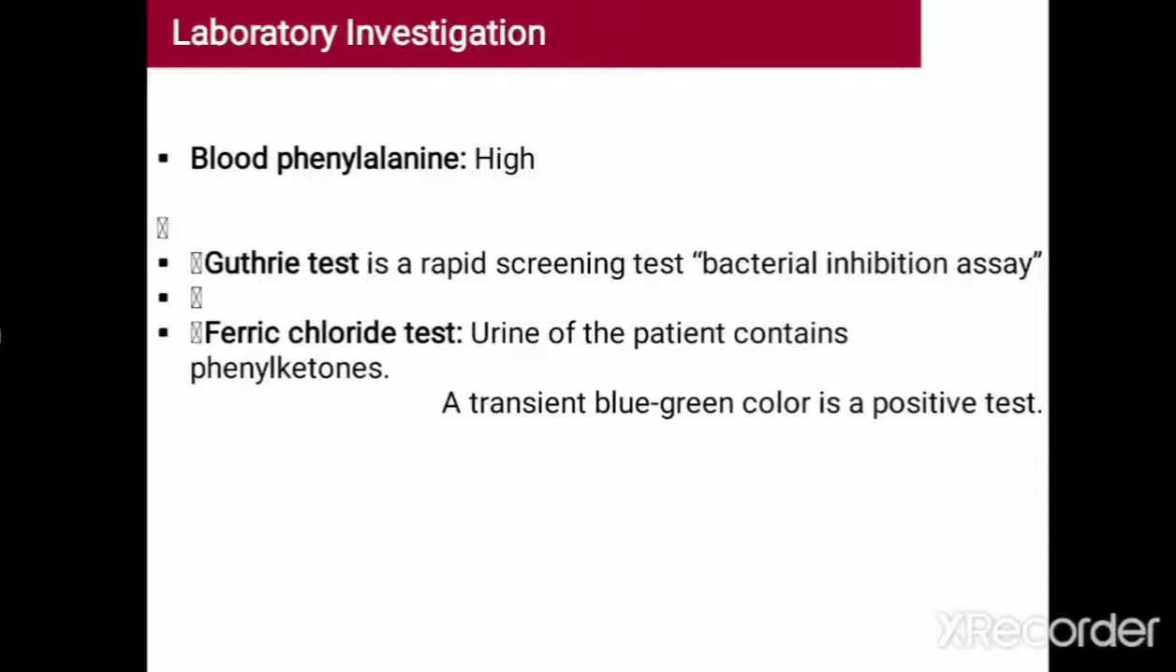And next you should write this subheading, that is the laboratory investigation. So the first investigation is blood phenylalanine, which will be highly elevated in phenylketonuria. And just write Guthrie test is a microbiology test, and ferric chloride test is a non-specific test. So just write these names. Blood phenylalanine will be highly elevated, positive Guthrie test, and positive ferric chloride test.